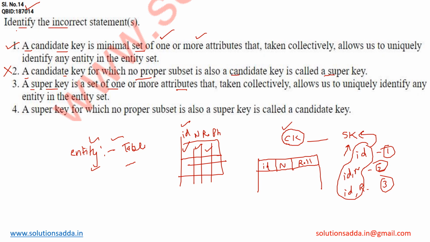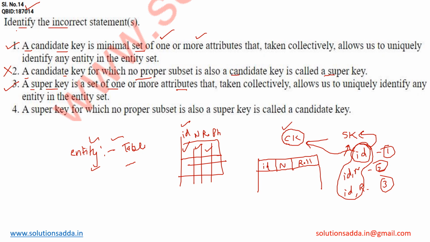But when we talk about the candidate key, we can retrieve one of them. Let's suppose we are taking ID as the candidate key, and ID can also independently identify the entire table. So a super key is something in which collectively one or more attributes are there and we can uniquely identify the entity. So option 3 is also correct.